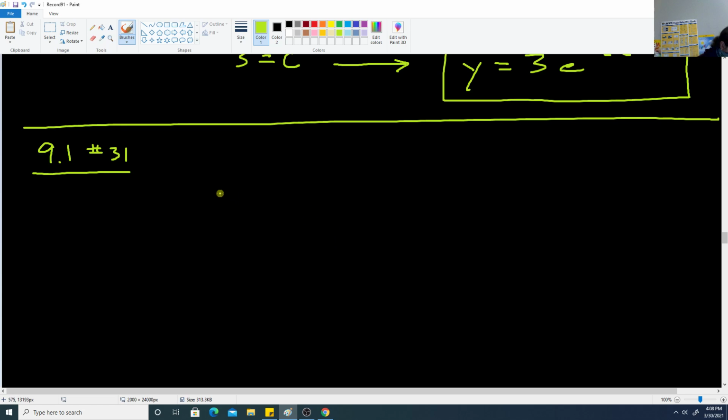So we get y prime equals x e to the negative y squared. And they tell us the initial condition is y of 0 is supposed to equal -2.